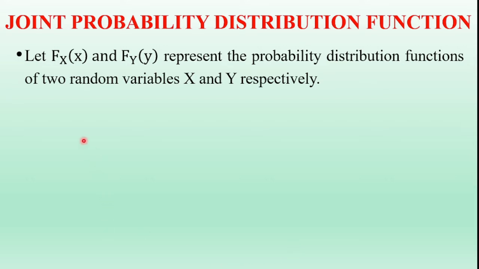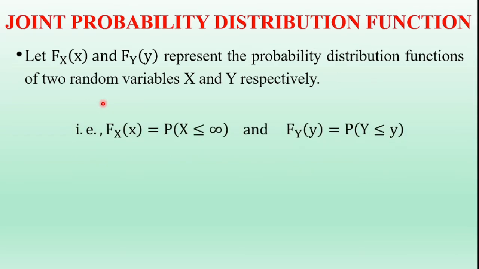So now here, capital Fx of x and capital Fy of y are the probability distribution functions of two random variables capital X and capital Y. Capital Fx of x is the probability distribution function of the random variable X. Capital Fy of y is the probability distribution function of the random variable Y. That is, capital Fx of x is equal to probability of X less than or equal to x. Capital Fy of y is equal to probability of Y less than or equal to y.